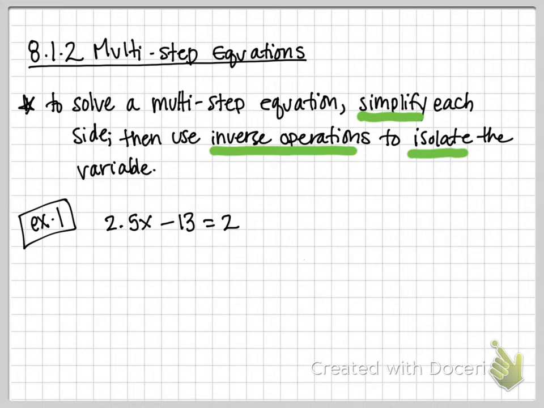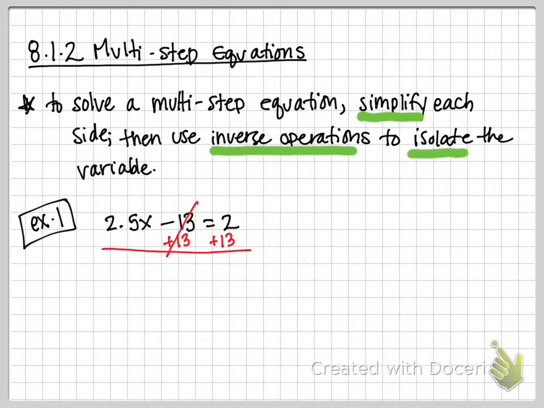How are we going to get rid of the negative 13? Doing inverse operations. Yes. So what should we do? Adding. Perfect. We're going to add 13 on both sides. If we do it on one side, do it on the other side. With me so far? Okay. Is that a 15 or a 13? It's a 13.